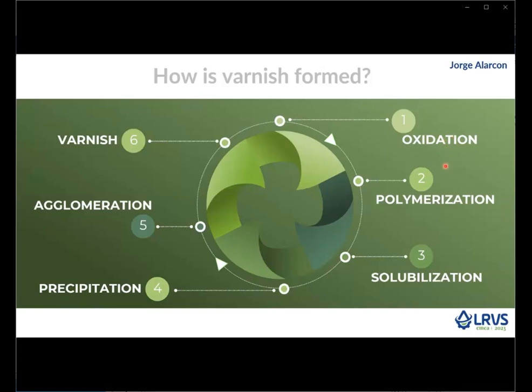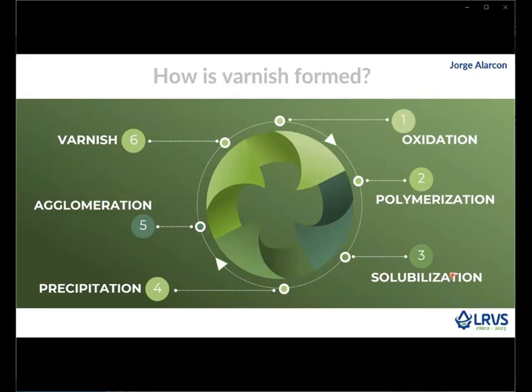So when we talk about polymerization, we're talking about a large chain of hydrocarbons that are broken, and when these new molecules are formed, they will try to get together with others of the same size. So we'll have a small chain of hydrocarbons getting together one to another.